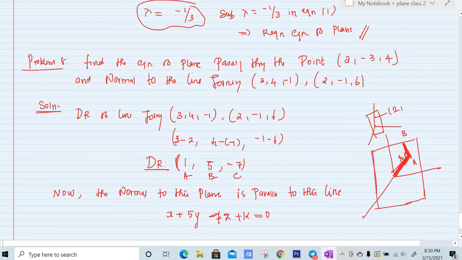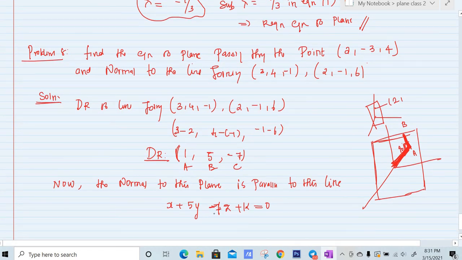That is, these are parallel. That is, this normal and this plane are parallel, right? So that means the normal to this plane is parallel to that line. So it will be x plus 5y minus 7z plus k is equal to 0. Now to find k, we will substitute the point (2, -3, 4), because this point lies in this plane, right?